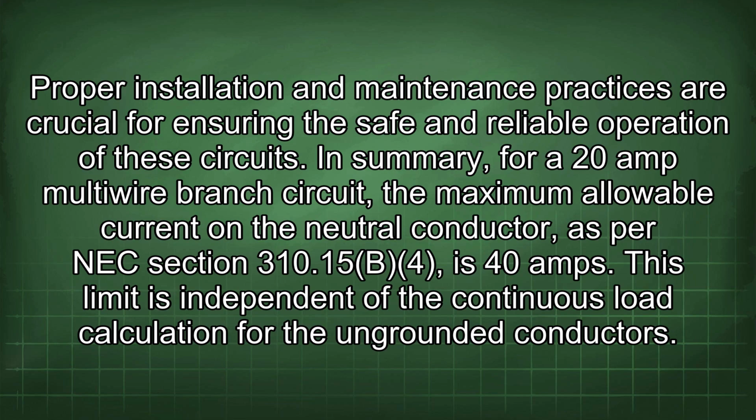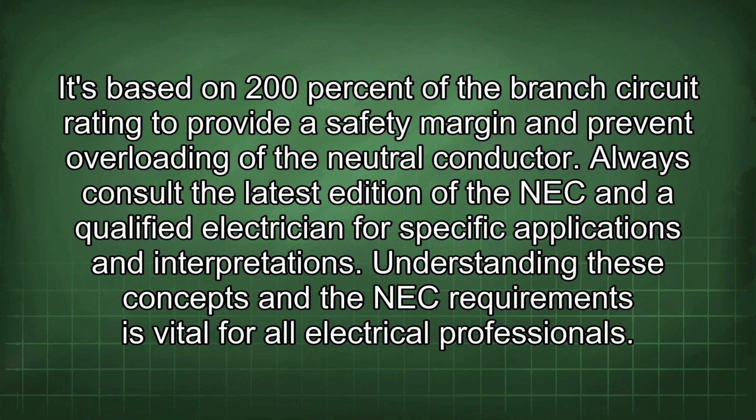In summary, for a 20-amp multi-wire branch circuit, the maximum allowable current on the neutral conductor, as per NEC section 310.15(B)(4), is 40 amps. This limit is independent of the continuous load calculation for the ungrounded conductors. It's based on 200% of the branch circuit rating to provide a safety margin and prevent overloading of the neutral conductor. Always consult the latest edition of the NEC and a qualified electrician for specific applications and interpretations. Understanding these concepts and the NEC requirements is vital for all electrical professionals.